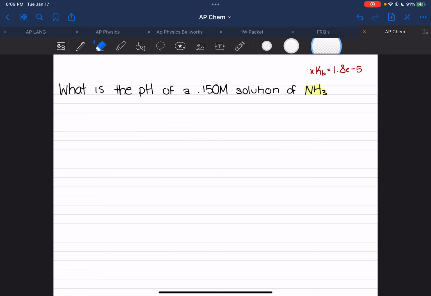Hey guys, today we're going to be solving this problem. I'm just going to get straight into it and sort of how I do it. The first thing I start off by doing is, after I read the problem, I know I'm going to have to write some sort of reaction.